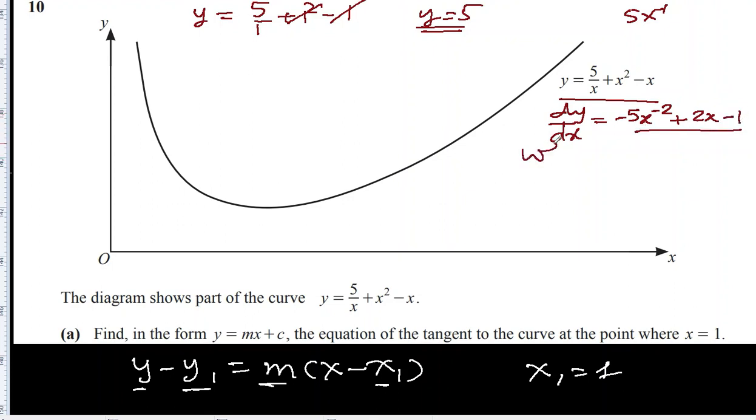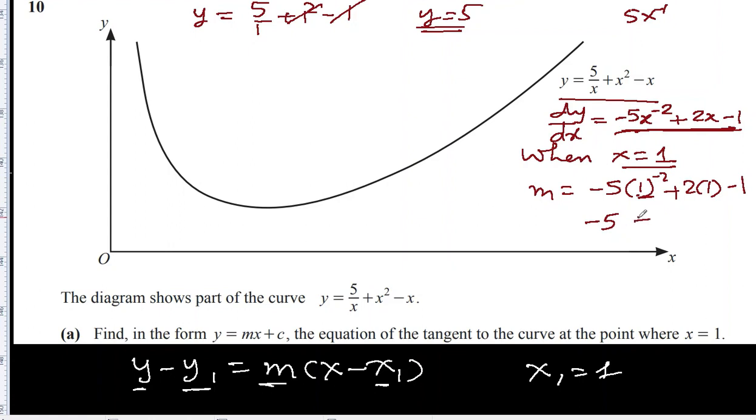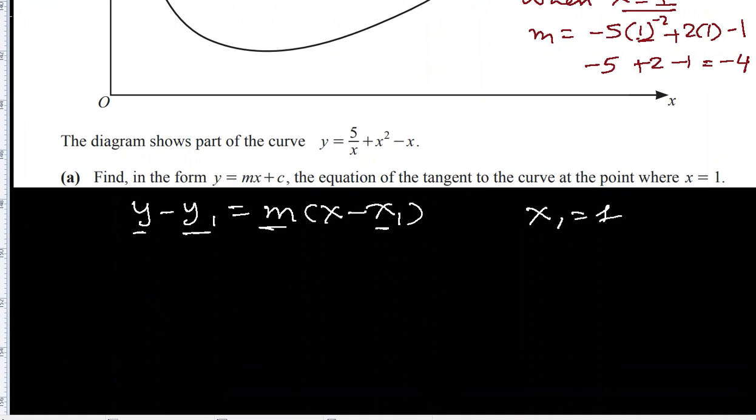That's it, done. But we want dy over dx, m, when x is equal to 1. So m equal to, substitute 1 into this, and this becomes the gradient of the tangent at x equal to 1. Minus 5 times 1 to the power minus 2, plus 2 times 1, minus 1. So 1 to the power anything is 1. So only minus 5 is left here, because minus 5 times 1 will be minus 5, plus 2, minus 1. Minus 5 plus 2 is minus 3, minus 3 minus 1 is minus 4. Got the gradient of the tangent also. So we have everything here now.